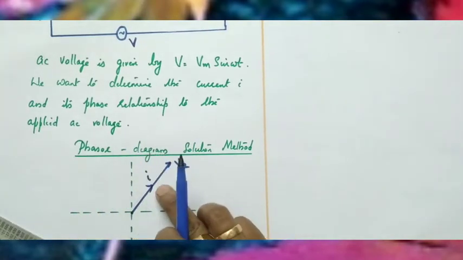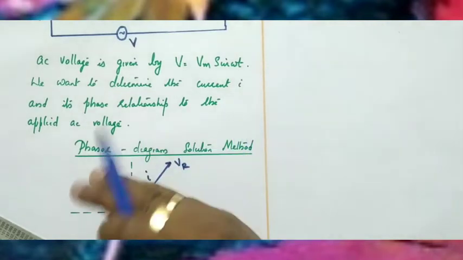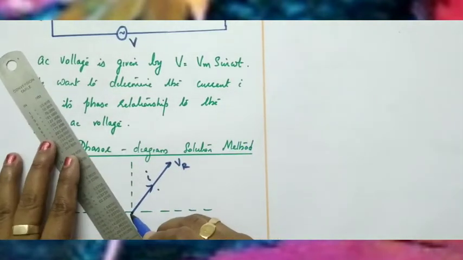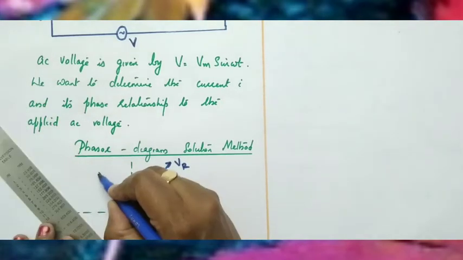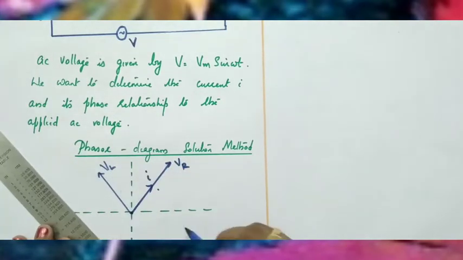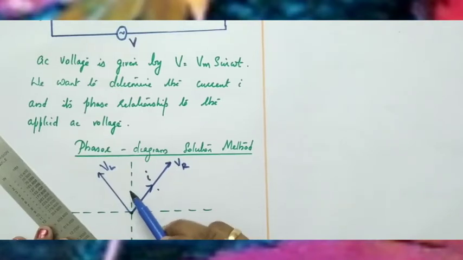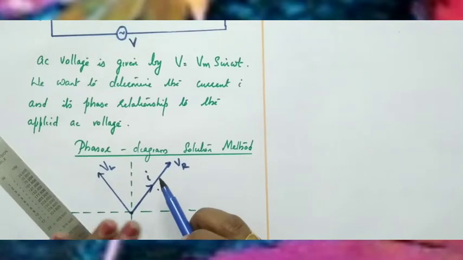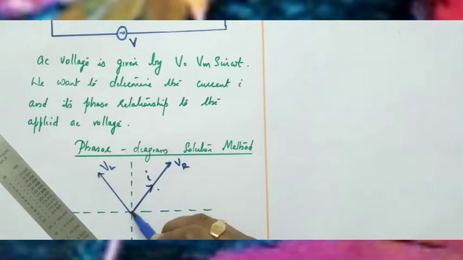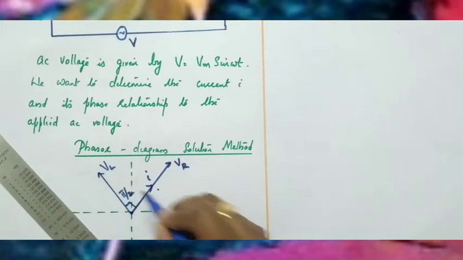Current lags means voltage leads. So, this is the phasor representing voltage across the inductor. This is VL, the voltage across the inductor. Here current is lagging, that means voltage is leading. The angle between VL and I is pi divided by 2.